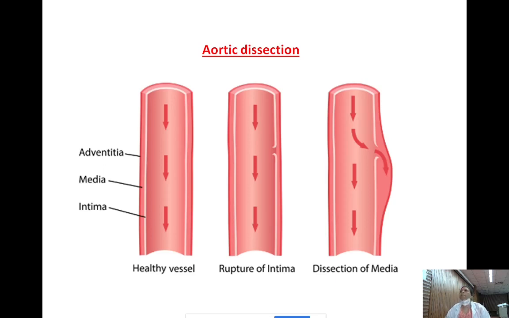And there will be pain, like something is tearing. That type of pain will occur. It may occur in the chest. It may occur in the abdomen. Okay. So that is the aortic dissection. The treatment, that is in the cardiothoracic department they will do it. That is the graft. They will place one graft in that region. So that is aortic dissection.